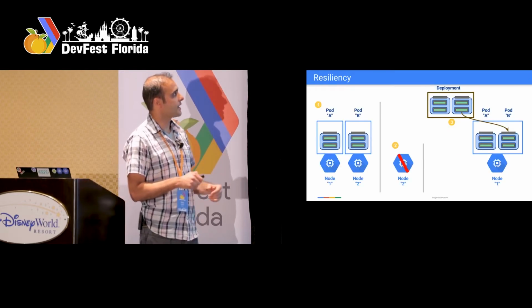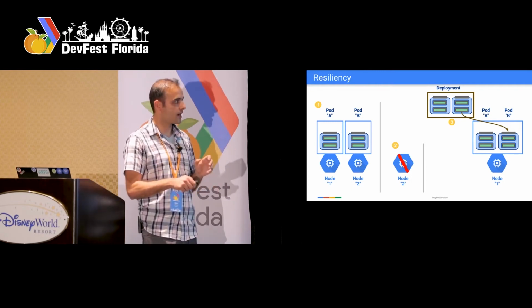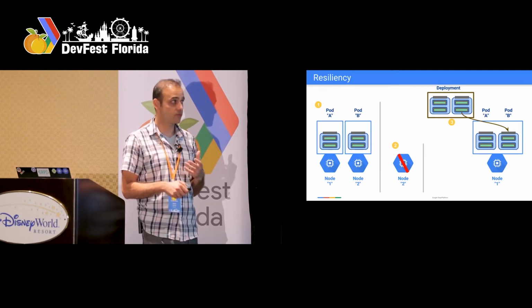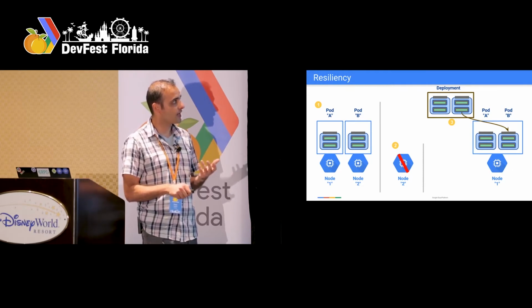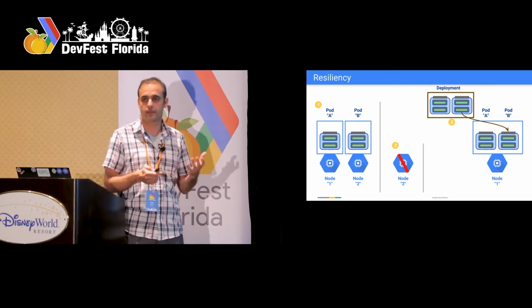So for example, in this case, we have 2 pods, pod A and pod B. They're scheduled on 2 separate nodes, node 1 and node 2. If something goes wrong with node 2, maybe it goes down or something like that, replica set will determine that node 2 is not healthy, and it will reschedule pod B to node 1. So it will do that for you, so you don't have to worry about it yourself.